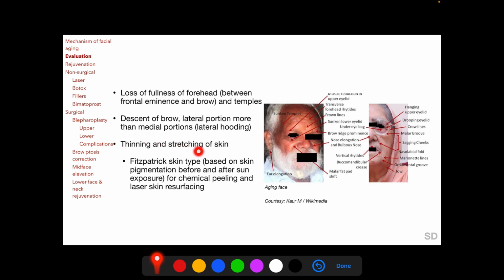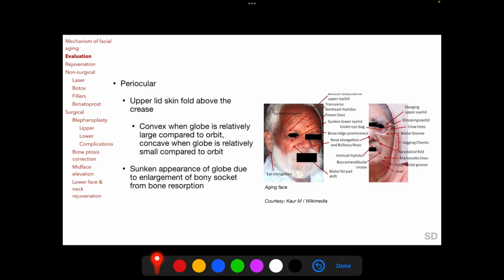Thinning and stretching of skin, and we have the Fitzpatrick skin type based on skin pigmentation before and after sun exposure. This typing is important before procedures such as chemical peeling and laser skin resurfacing. Periocular aging changes include skin fold above the upper eyelid crease, which is convex when the globe is relatively large compared to the orbit and is concave when the globe is relatively small compared to the orbit.